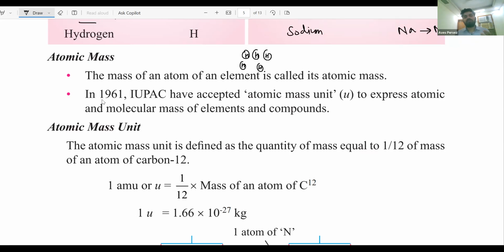Okay, 16 hydrogen atoms are going to have the mass of one oxygen atom. So we will say that the mass of one oxygen atom is equal to 16 hydrogen atoms, and we will say that it is 16, because we have just considered the hydrogen atom as a standard mass for comparing.